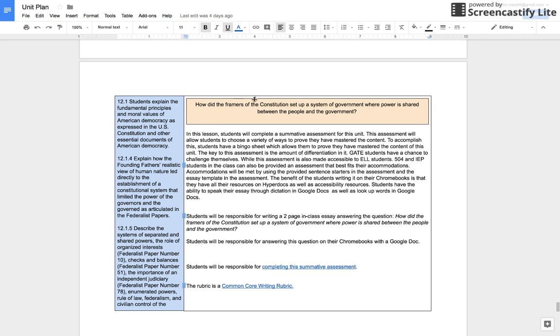unit level question: how did the framers of the Constitution set up a government where power is shared between the people and the government?